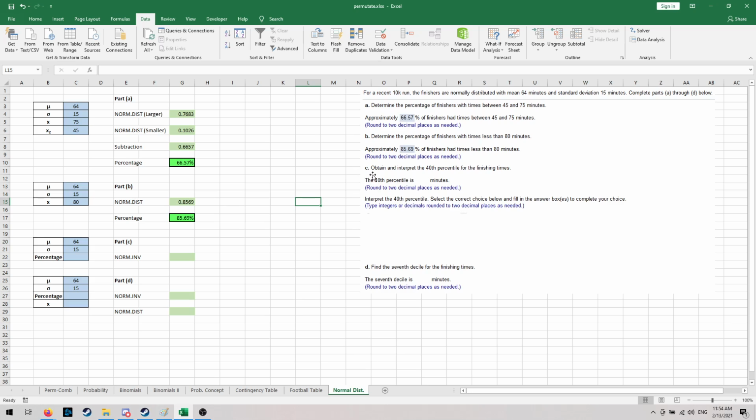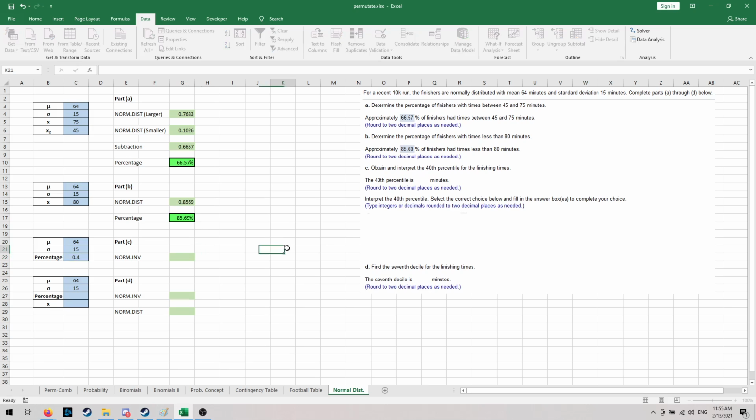So this is sort of the part that confused me. Obtain and interpret the 40th percentile for the finishing times. And what that is asking is 40% of the finishing times are under what number? So in a sense, we're being given the percentage, and we're being asked to find what number is under consideration. So instead of being given our x, we're being given our norm.dist number. And in this case, that's 40%, because that's what the 40th percentile means.